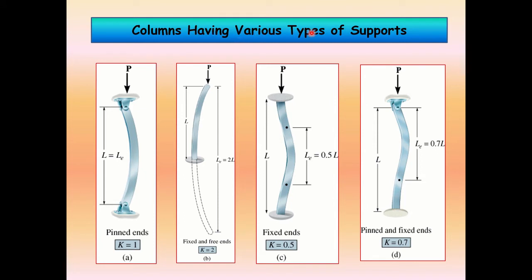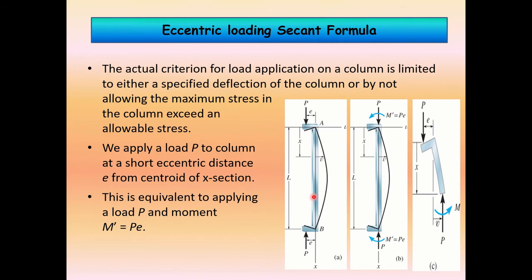Columns having various types of support. For pin ends, the K value is 1. For fixed and free, K equals 2. For fixed ends, K equals 0.5. And for pin and fixed end, the K value is 0.7. For every column type, you need to memorize the effective length.